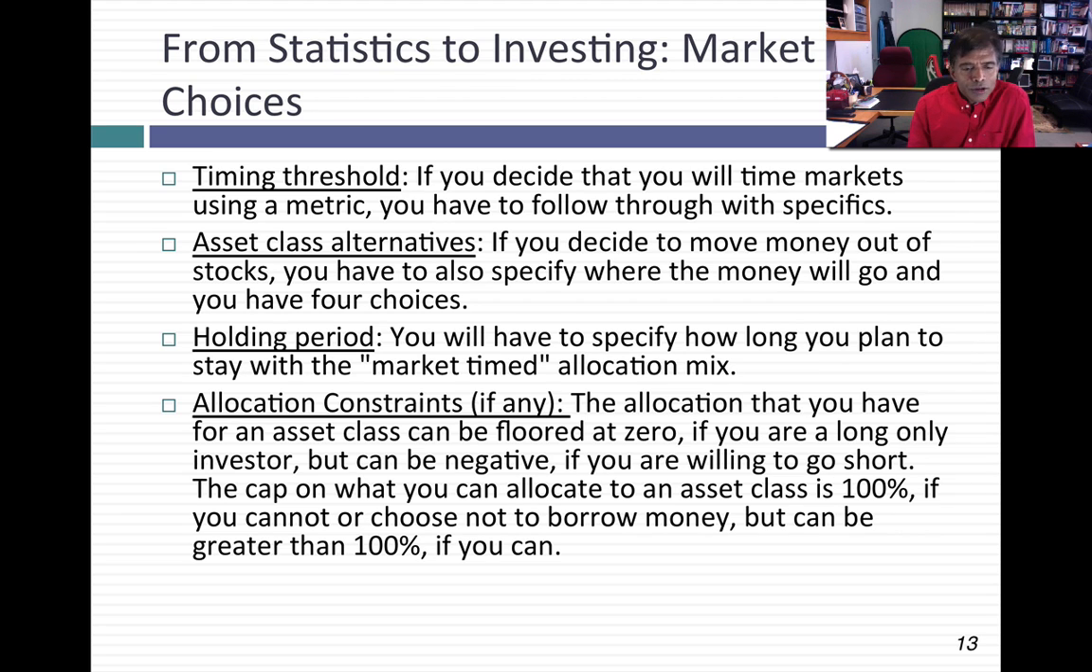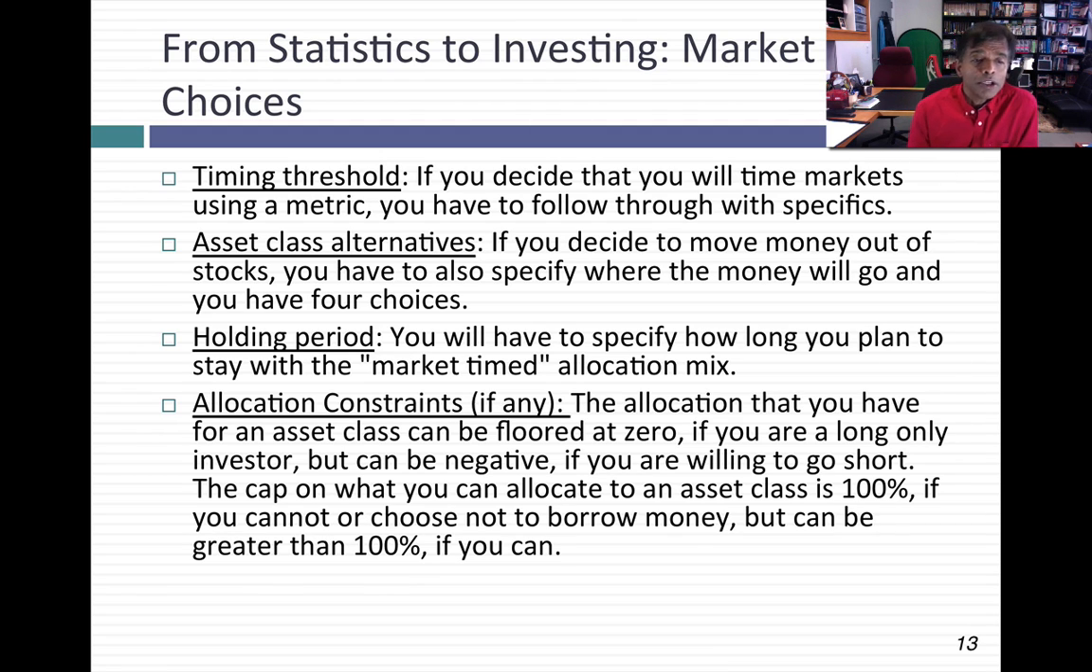So if you decide to use these statistics and base a strategy on it, you have to get specific. Specific about what? First, you got to tell me what your threshold is. I've given you the relationship between CAPE today and returns in the future, but if you're going to use it for market timing, you need to tell me at what level of the CAPE you would start acting. Would you start acting the minute the CAPE goes 25% above the median, 50%, 75%? The higher you set that number, the fewer times you will market time. The second, you got to tell me what your alternatives are. If you decide to take your money out of stocks, where are you going to put it? Into T-bonds, into T-bills, into other asset classes?